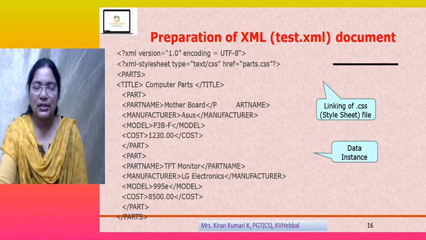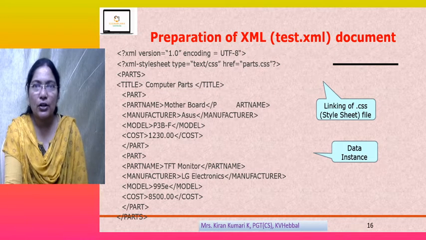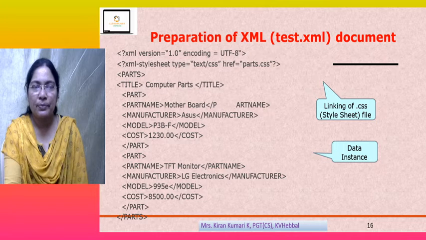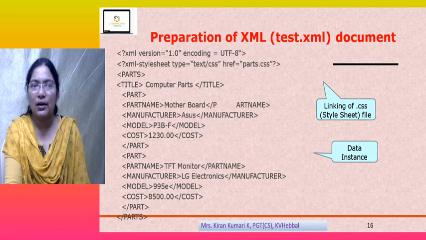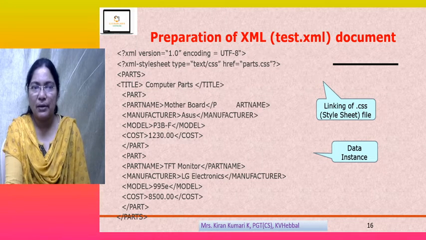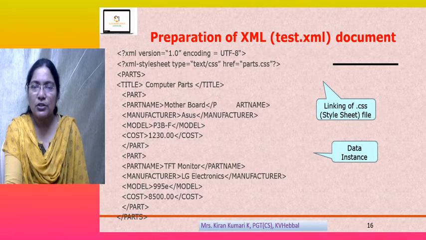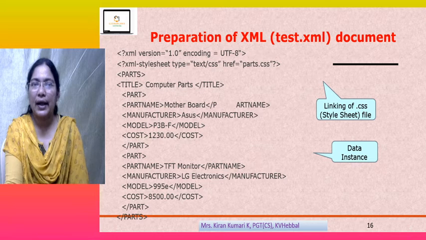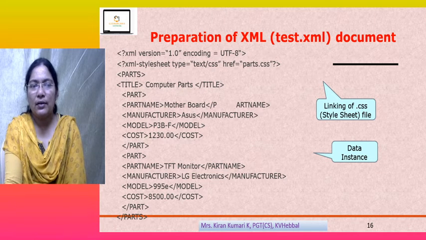Now if you look at these tags, they look similar to HTML tags. Parts is the first tag, then title, and after that whatever title you want for that page. So computer parts, then part name, motherboard, then manufacturer, model, and cost. Are these tags available in HTML? No, they are not predefined. Like this we can create our own tags in XML.